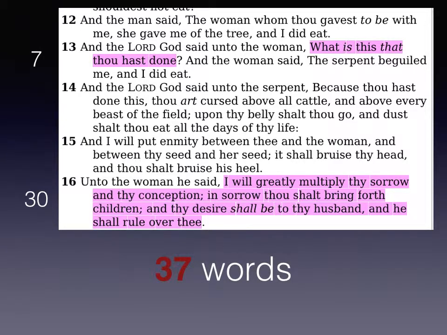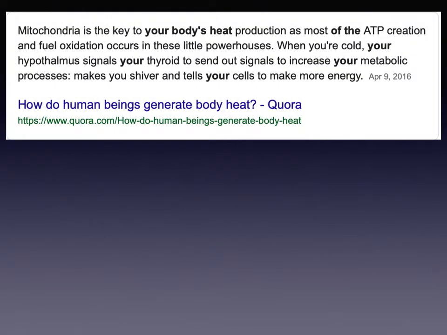So it also said in the Wikipedia article, it talked about the mitochondria being where our body converts food into energy. So here it says mitochondria is the key to your body's heat production, as most of the ATP creation and fuel oxidation occurs in these little powerhouses.